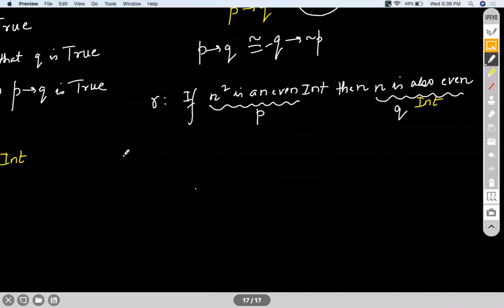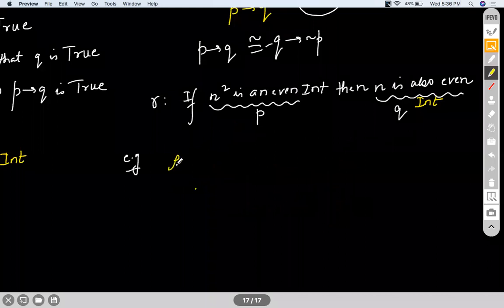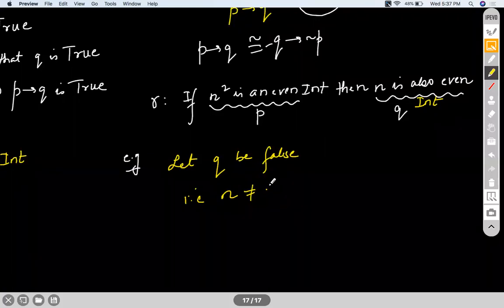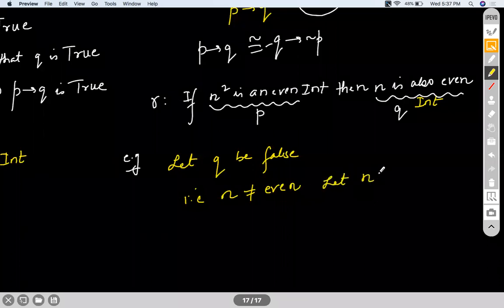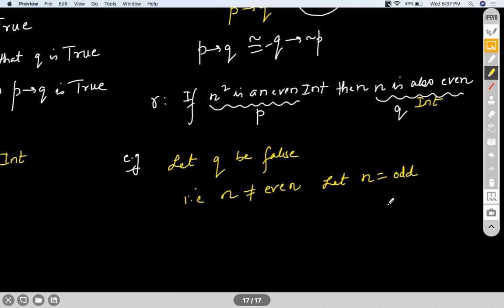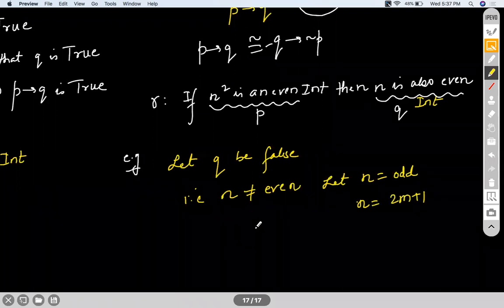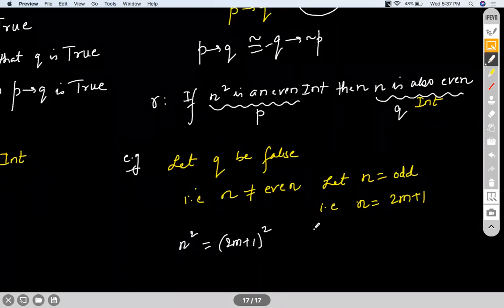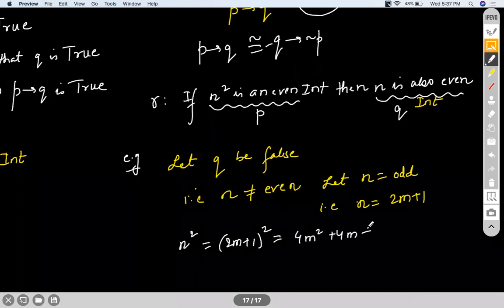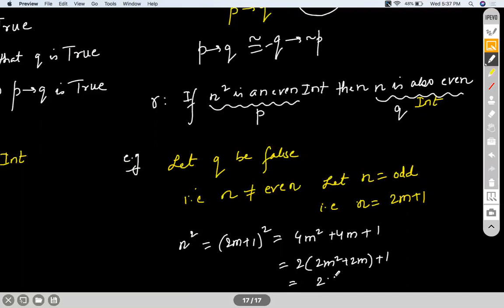So let us use the contrapositive method. In the contrapositive method, we say let Q be false. That is, you are saying n is not an even number, but n squared is even. So let n be odd. By the law of excluded middle, if something is not even, it has to be odd. So let n be 2m plus 1. Then n square will be (2m plus 1) square, that's nothing but 4m square plus 4m plus 1, that's twice of (2m square plus 2m) plus 1. Call it 2k plus 1. That means it is odd.